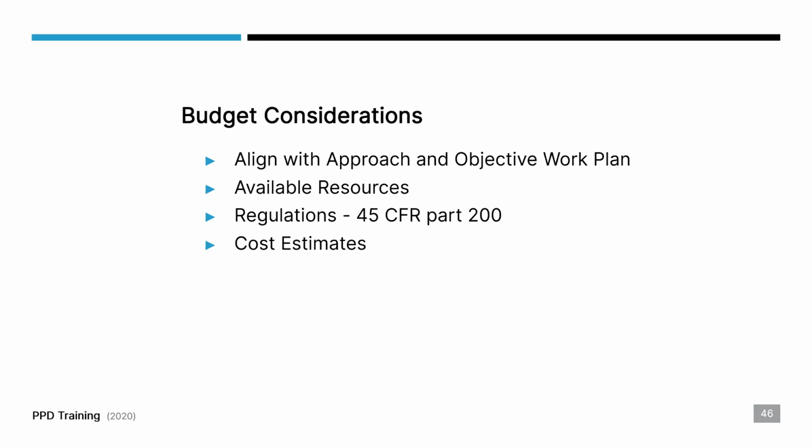First one, we've mentioned it a couple of times in other recordings, is align the approach and the objective work plan with your budget. So you want to make sure that nothing appears in your budget that hasn't been addressed earlier in the approach and the objective work plan. Next, you want to take into account your available resources.